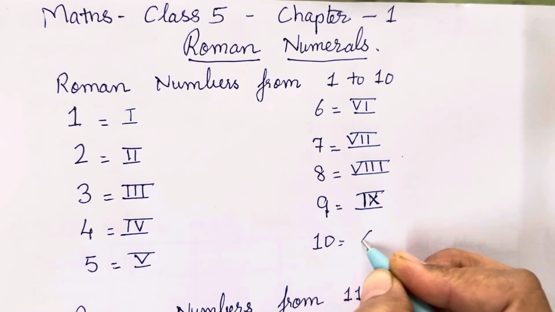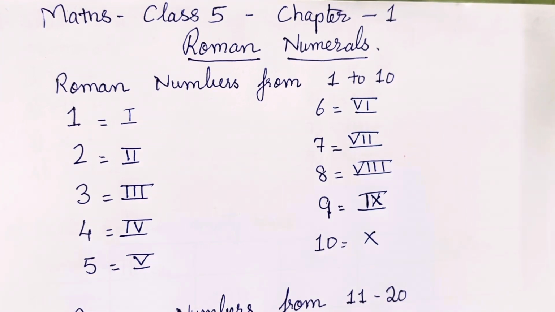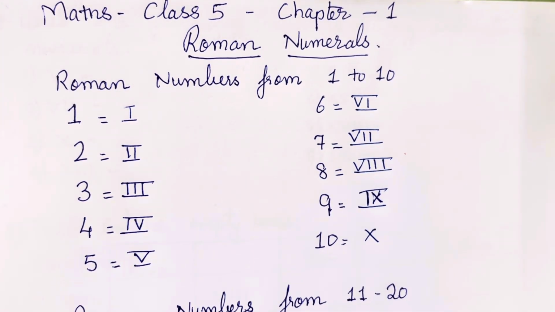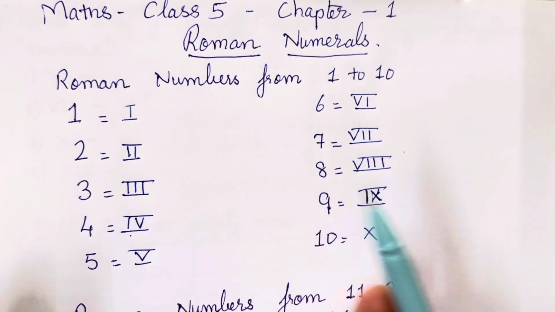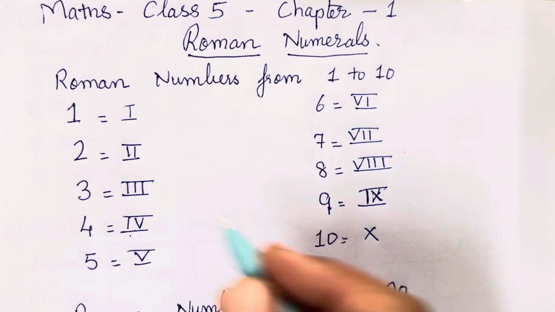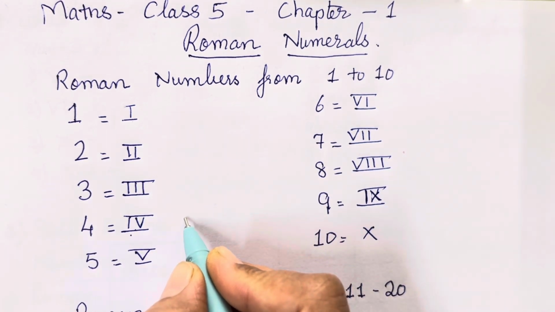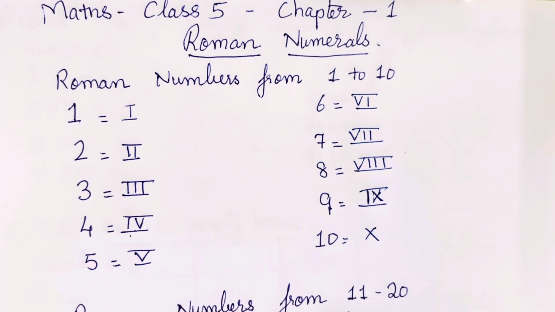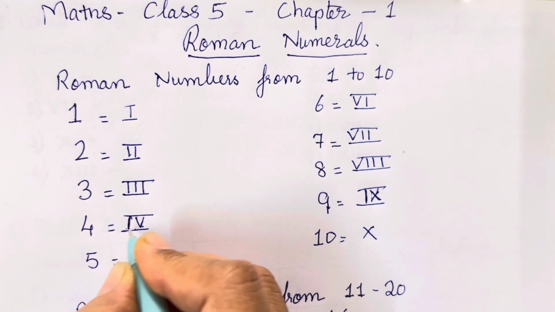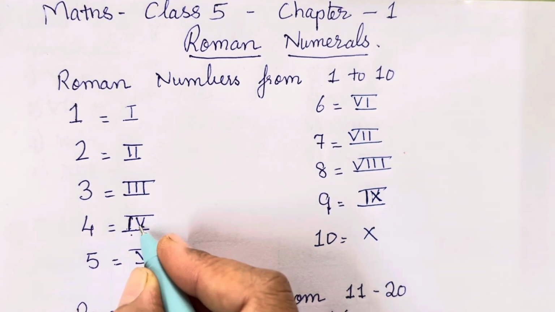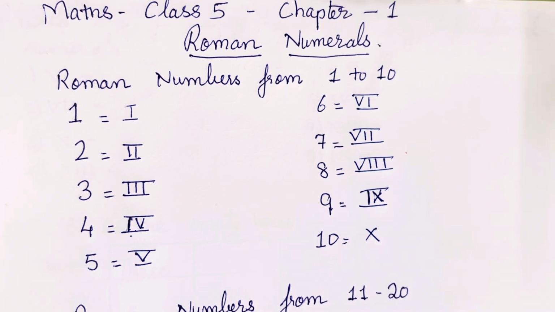Then comes 10. Okay, now till 5 I think it is clear to everyone how you all have to write. Now over here 4 is very easy. 1, 2 and 3 you all can remember. 4 can be represented as 5 minus 1, which is going to be 4. Okay, because this 1 is in front of 5. See, this is 5. So 5 minus 1 is going to be 4.